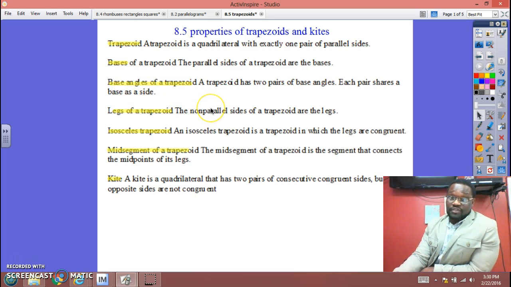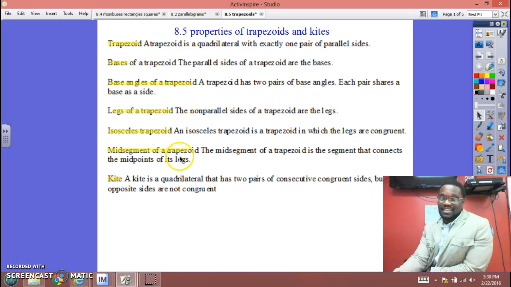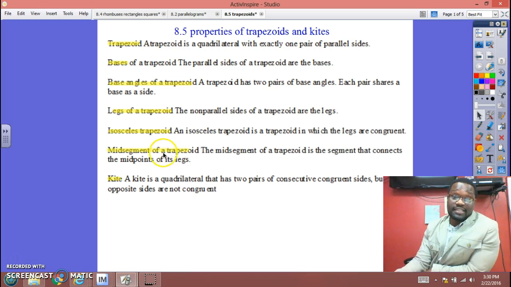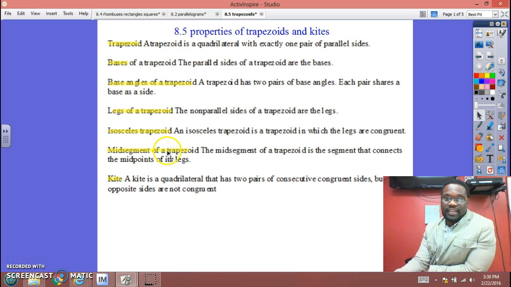The base angles of a trapezoid are the two pairs of base angles. Each pair shares a base as a side. The legs of a trapezoid are the non-parallel sides of the trapezoid. So the sides that are not parallel are called the legs. And of course, in the isosceles trapezoid, you can kind of put two and two together. An isosceles trapezoid is a trapezoid in which the legs are congruent.